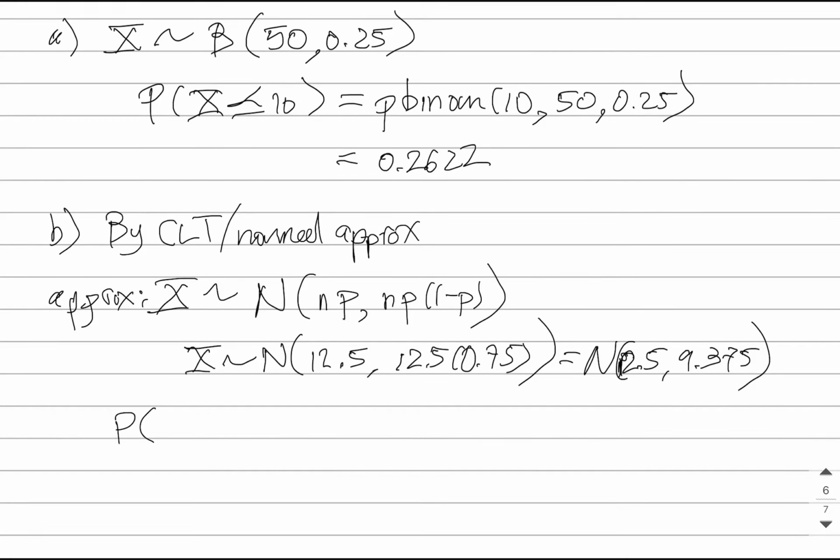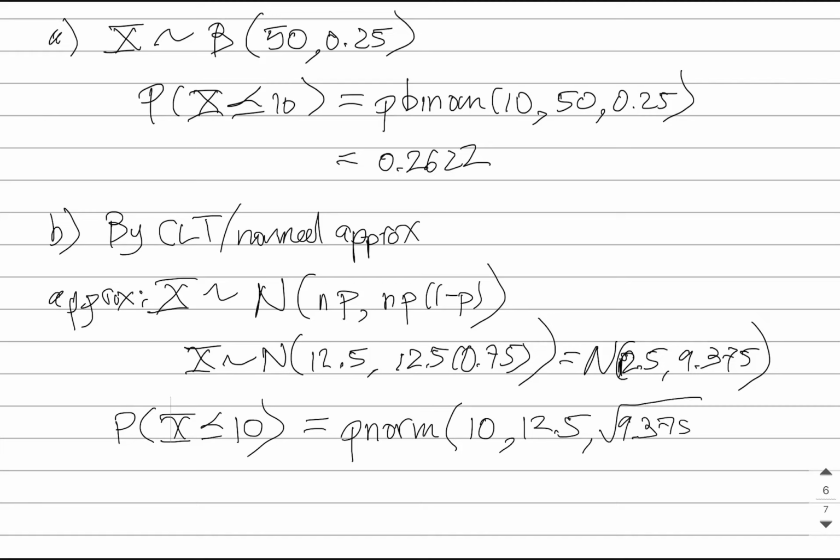If we use the central limit theorem, then all we need to do is a simple pnorm calculation. We'd get 10, 12.5, and then the square root of 9.375. If we just used R to perform this calculation, these are the values we'd get, and R spits out the value 0.2071. Now, I don't think this is that good.